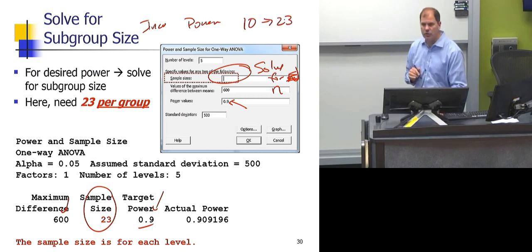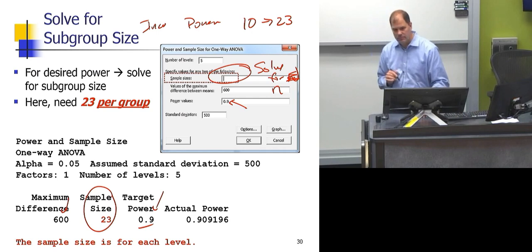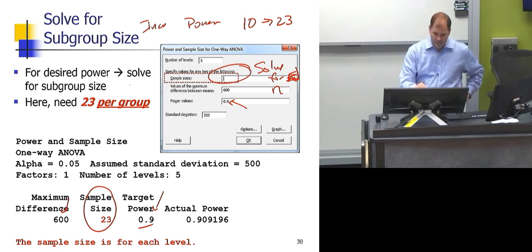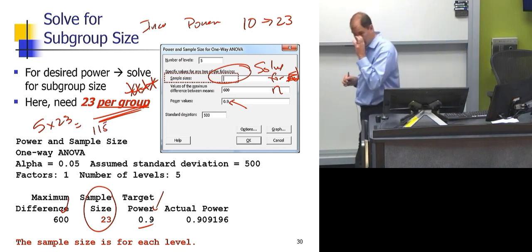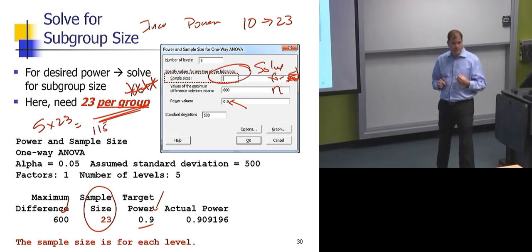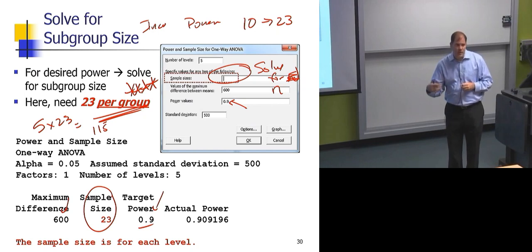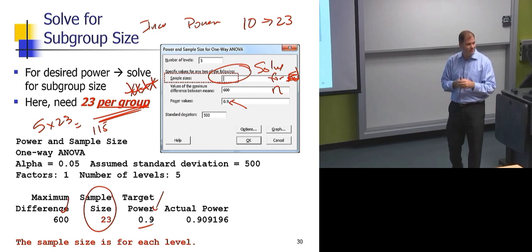Now, is that 23 total? People forget this all the time. This would be 5 times 23. Is that 115? This is just the per group. All right? Also a classic question.